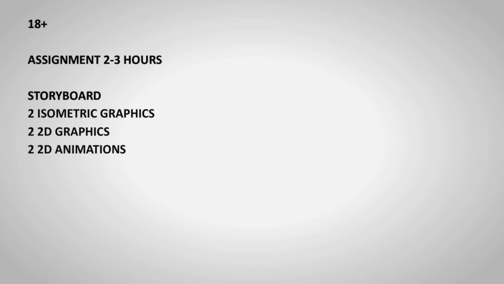In order to get the job, you need to be at least 18 years old, and you need to make a small assignment that takes about 2 to 3 hours to finish, I think. You are given a small piece of text with audio. You need to make a storyboard and then animate that storyboard. You will need to include at least 2 isometric graphics, at least 2 2D graphics you made yourself, and at least 2 2D animations. Then you need to match your animations and audio together.